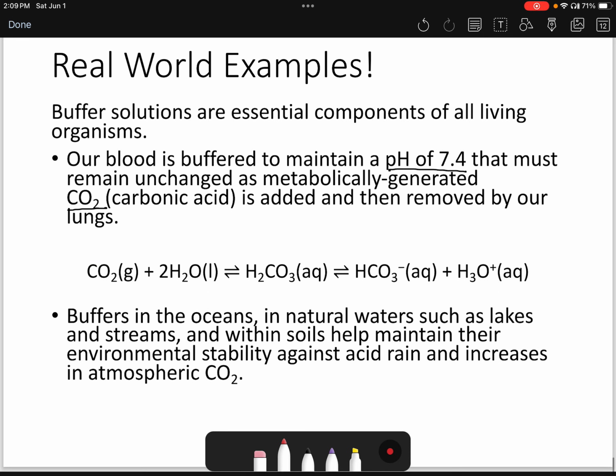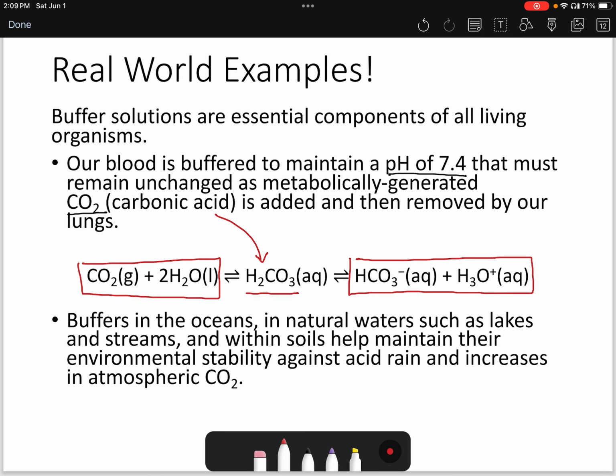So real world examples, I hope I didn't depress you too much with the ocean example. But that's the end of chapter 10. And we are also covering chapter 11 this week, but it's going to be a pretty short chapter. And it's on nuclear chemistry. So I will see you then.